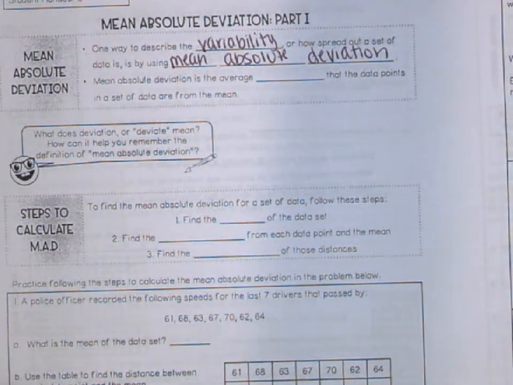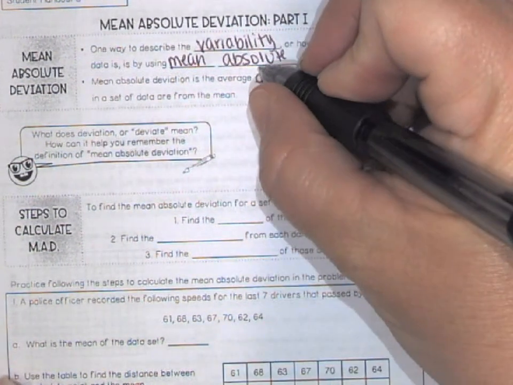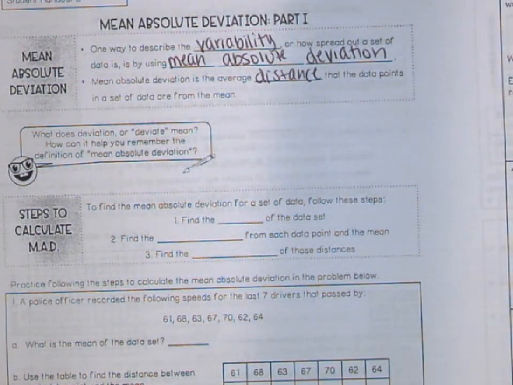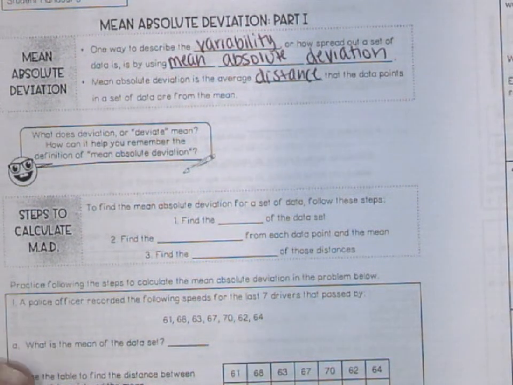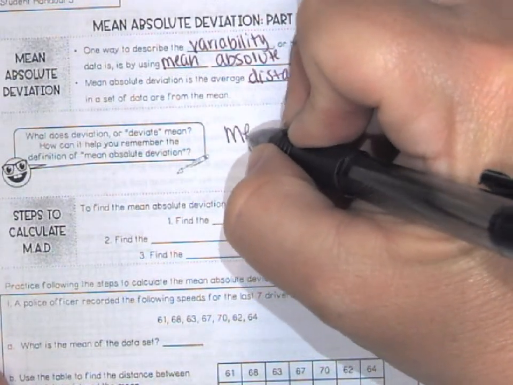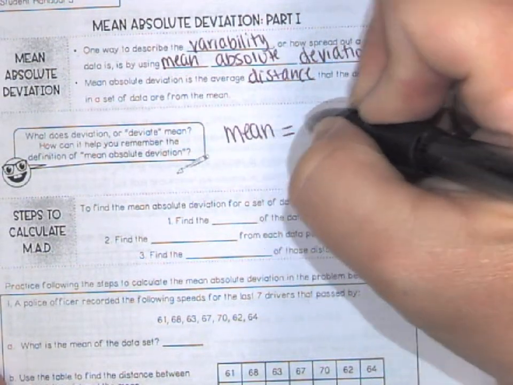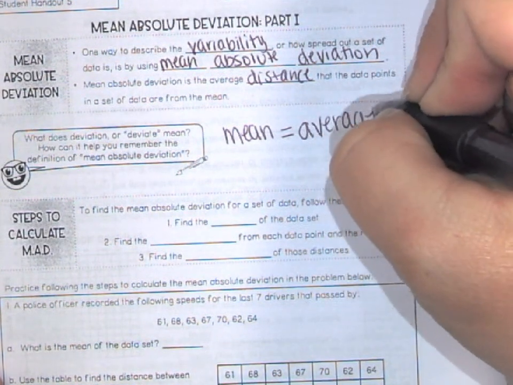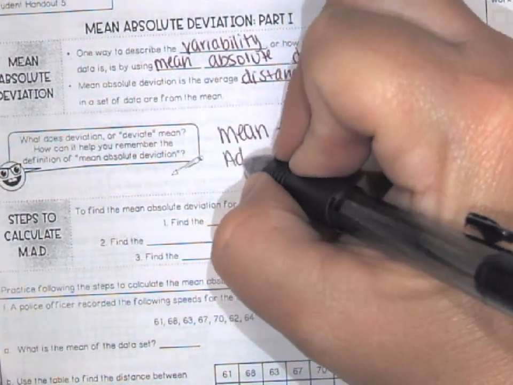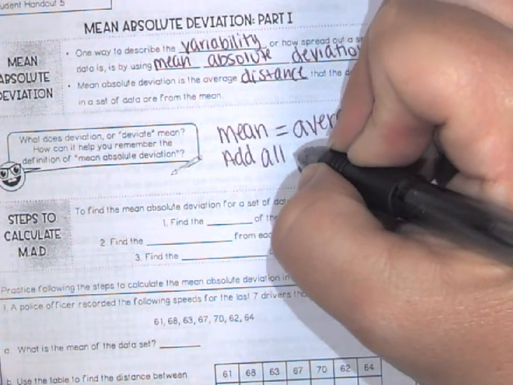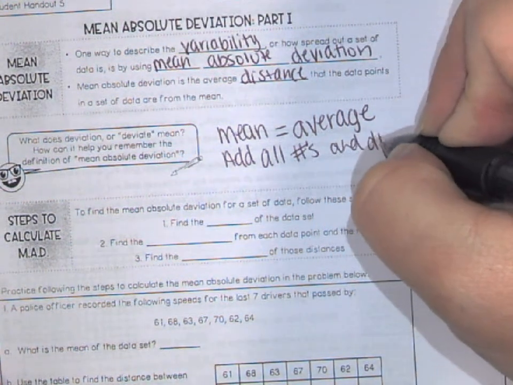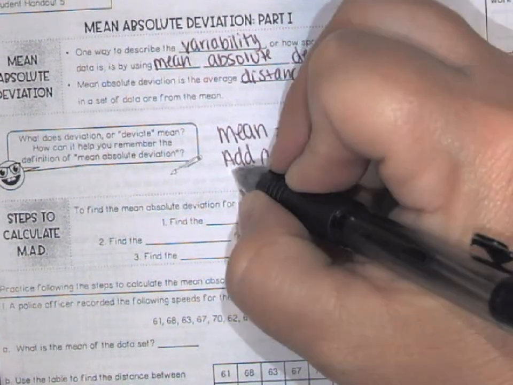Okay. The mean absolute deviation is the average distance that a set of data points is from their mean. Remember that mean means the average. That means that you add all the numbers and divide by how many you have.